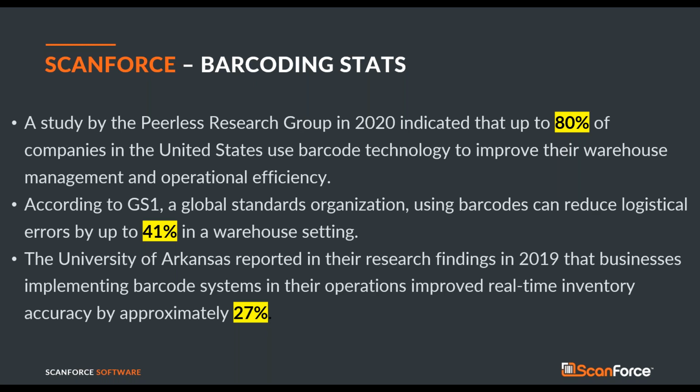Okay. Another one, GS1, they're sort of a standard organization across the world for making sure barcodes line up. It's kind of like 802.11 for Wi-Fi, a standard, kind of a similar thing here. Well, they say that barcodes can reduce logistical errors by up to 41%, okay? So however many errors you have ever had in your warehouse, how would you like to flip a switch and have 41% of them go away, okay? That's kind of the magic that we're talking about here with the barcodes.